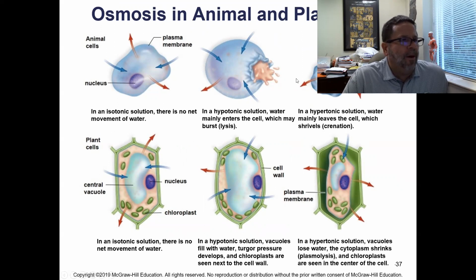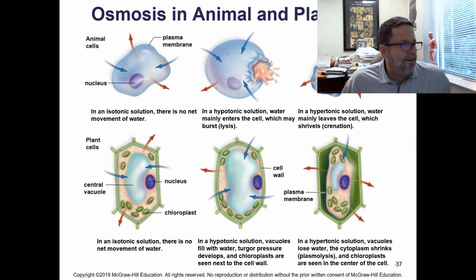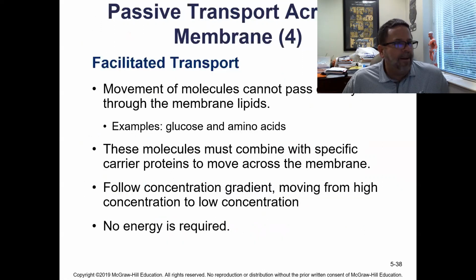We used to do this with blood. This would be like a cheek cell here, possibly, and here is a plant cell. We do that with a plant cell in lab now using Elodea. And you can see the central vacuole swelling up in a hypotonic solution and shrinking in a hypertonic. But water is always going toward the solution that has the most dissolved solutes in it.